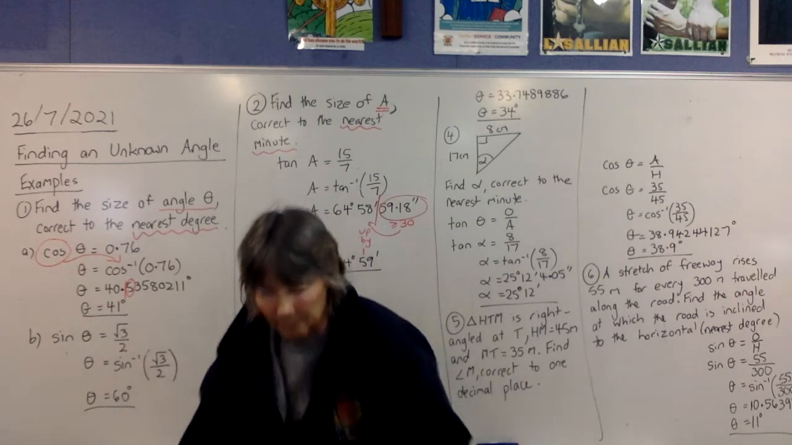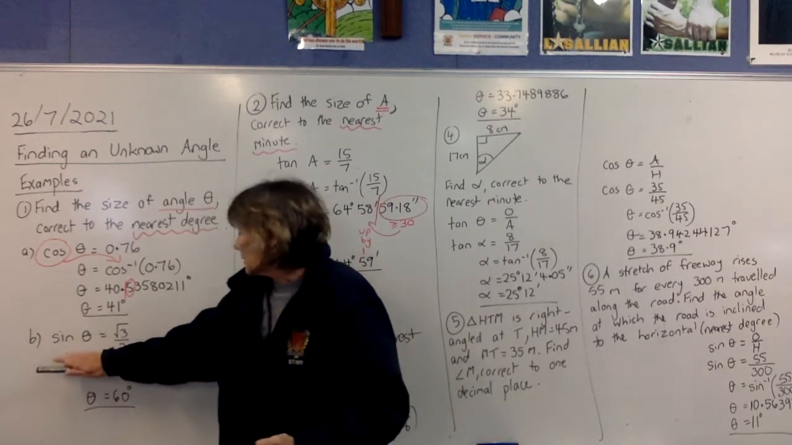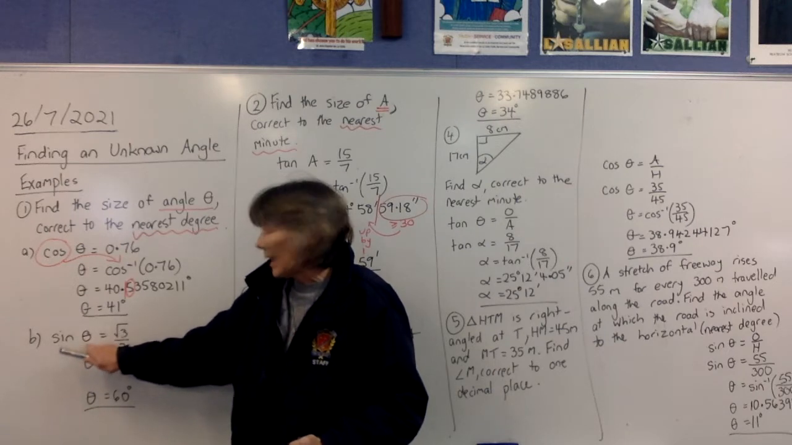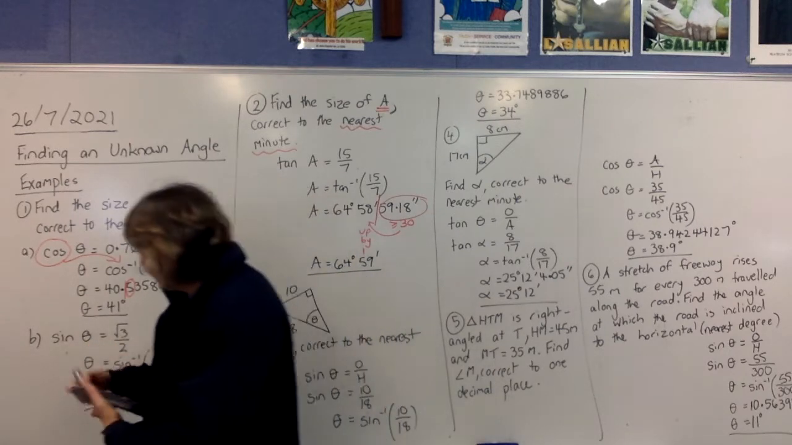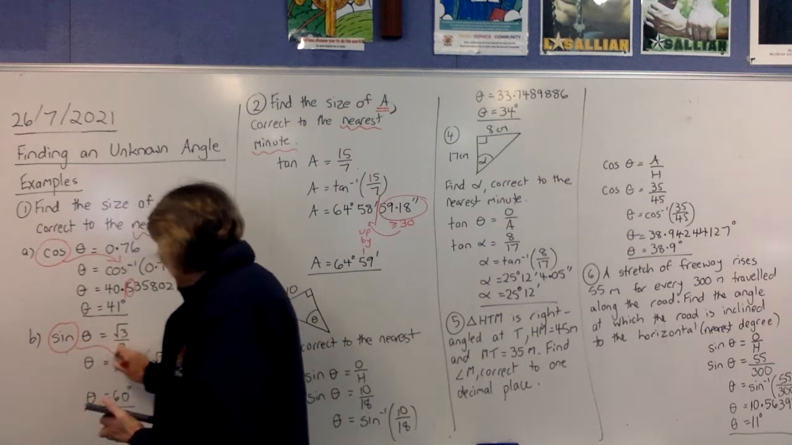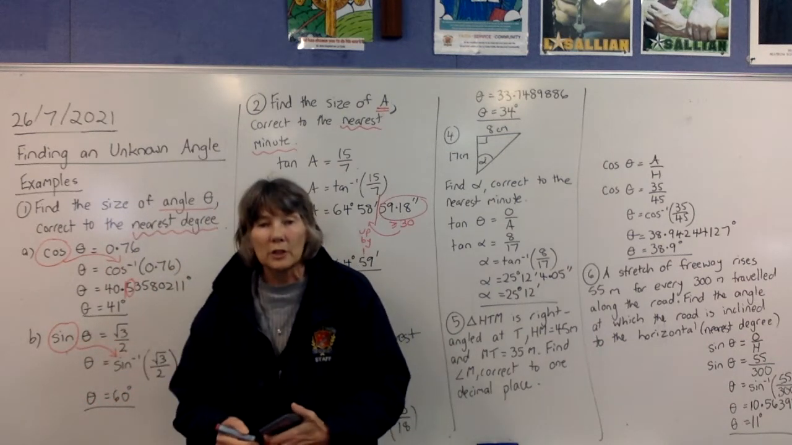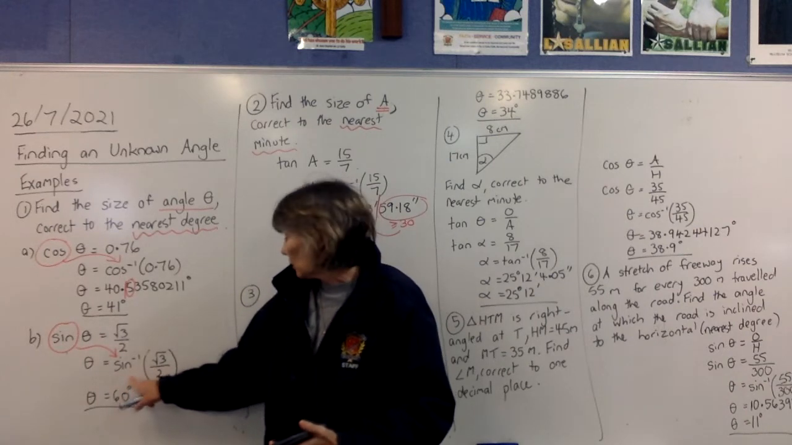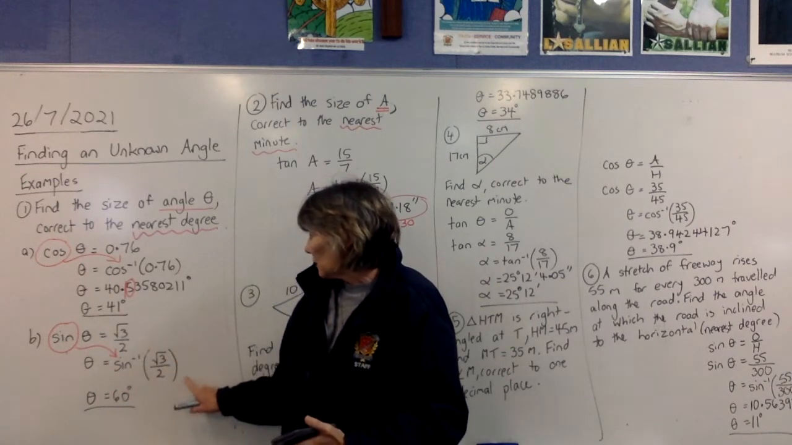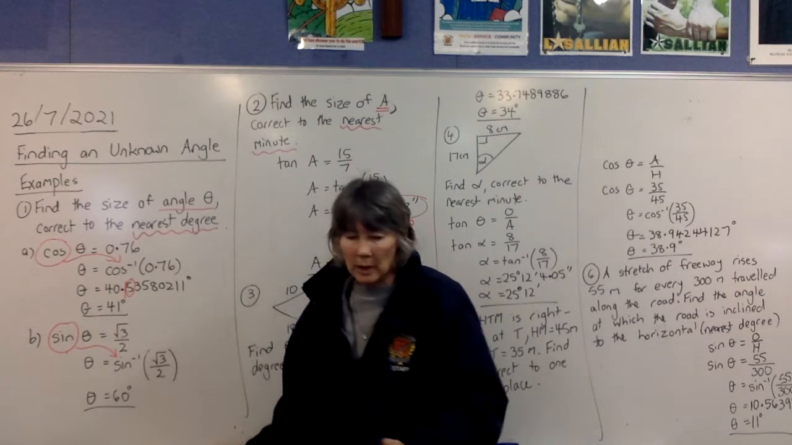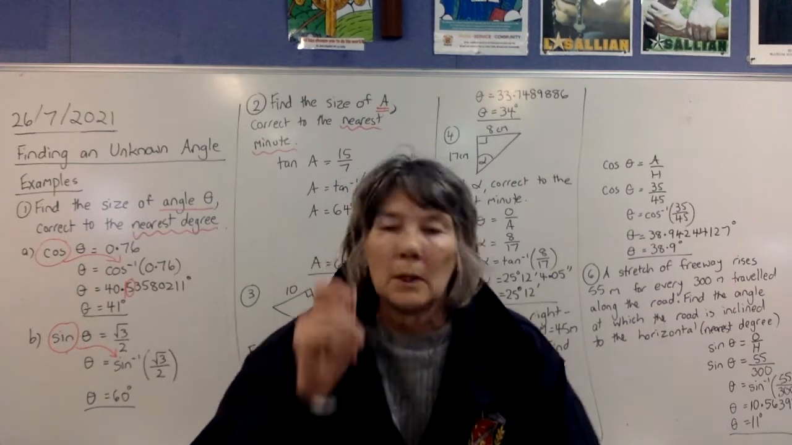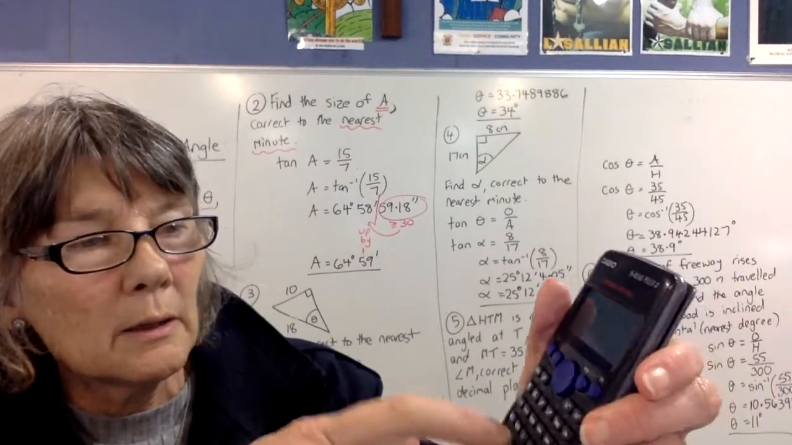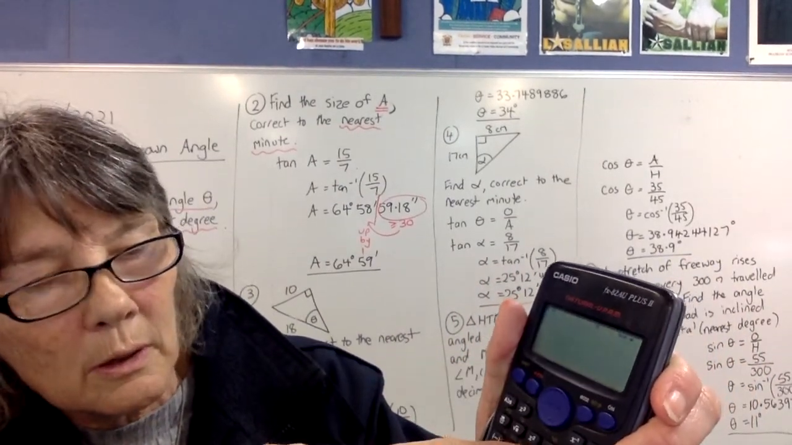So in the next one, we're looking at sine theta equals √3/2. We're trying to find the angle, so we need to get rid of the sine here. Go to the other side, and it's shift sine or inverse sine, or sine to the -1, whatever you want to call it, and make sure this goes in brackets. So when we go to the calculator for this one, we're doing shift sine on your calculator.